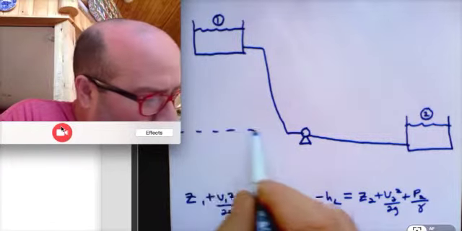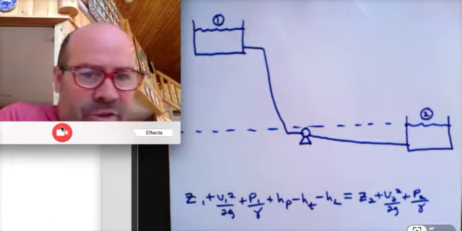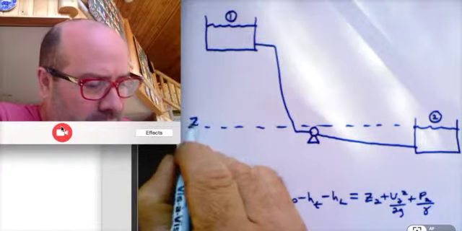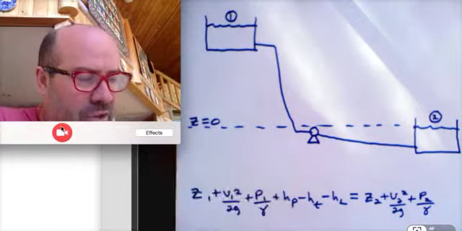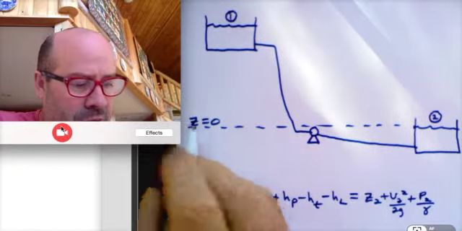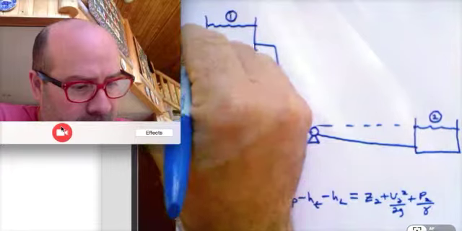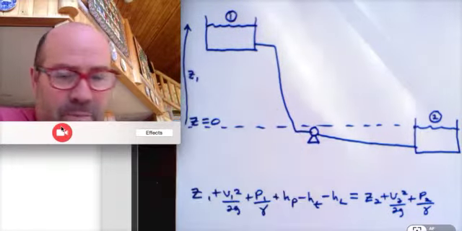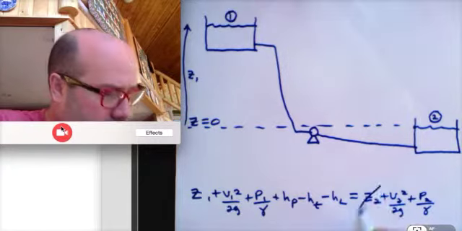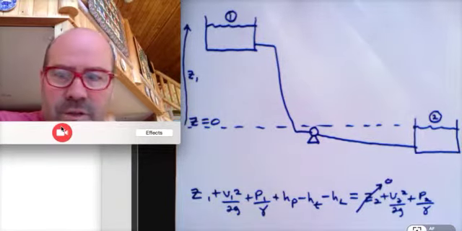Well, as you recall from the previous experiences with conservation of energy, we're the ones who get to say where the potential energy is 0. So let's choose the potential energy to be 0 down here at this point, and then the potential energy up there will just be the Z1. So there's our first cancellation. Z2 is 0.